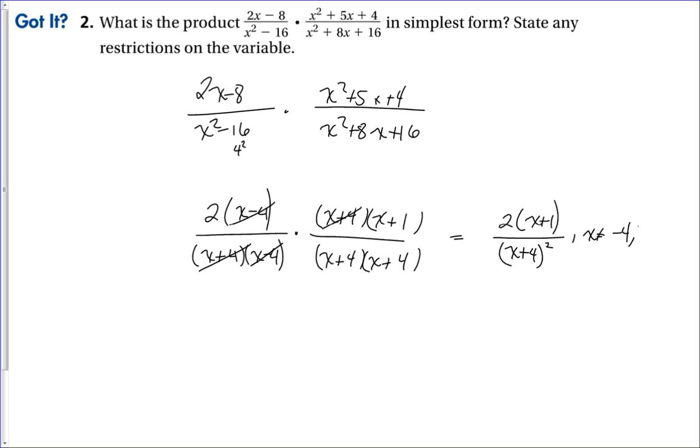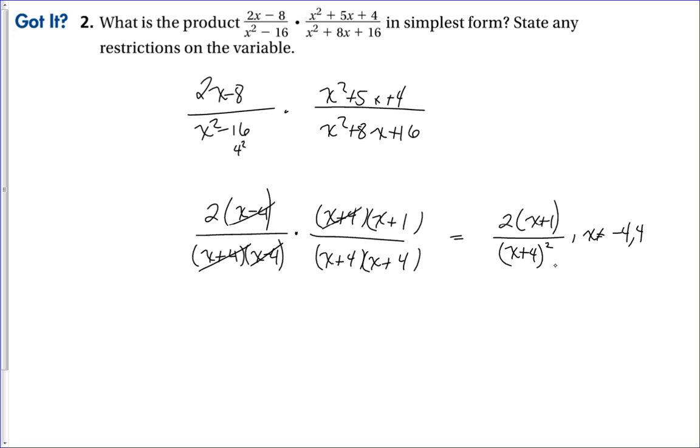Here it can't be positive 4. And of course with these it can't be negative 4 either. So there's our domain restrictions. Okay, so we have 2 times quantity x plus 1 over x plus 4 squared, and x cannot equal positive or negative 4. All right, so that's what you should have got for writing this in simplest form.